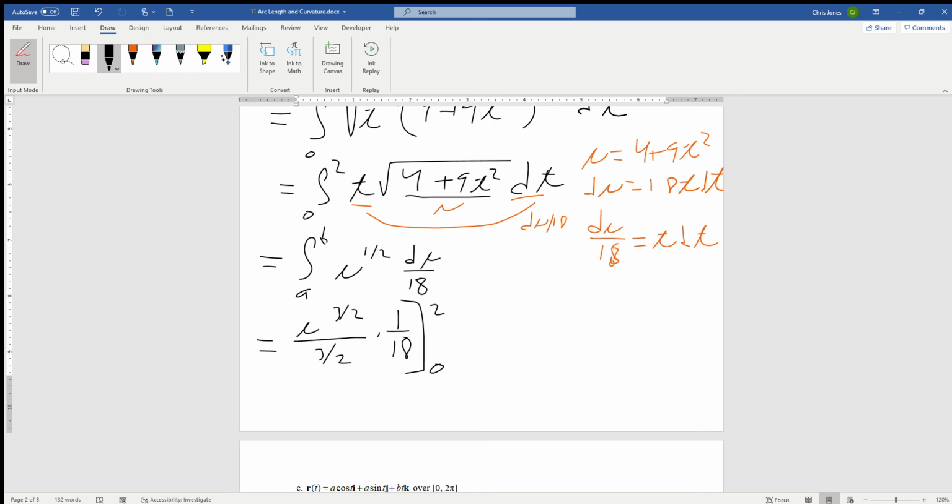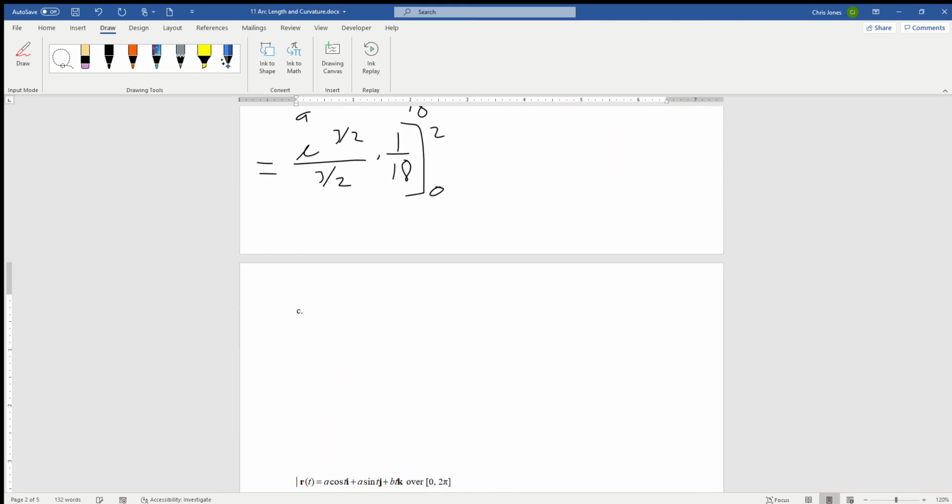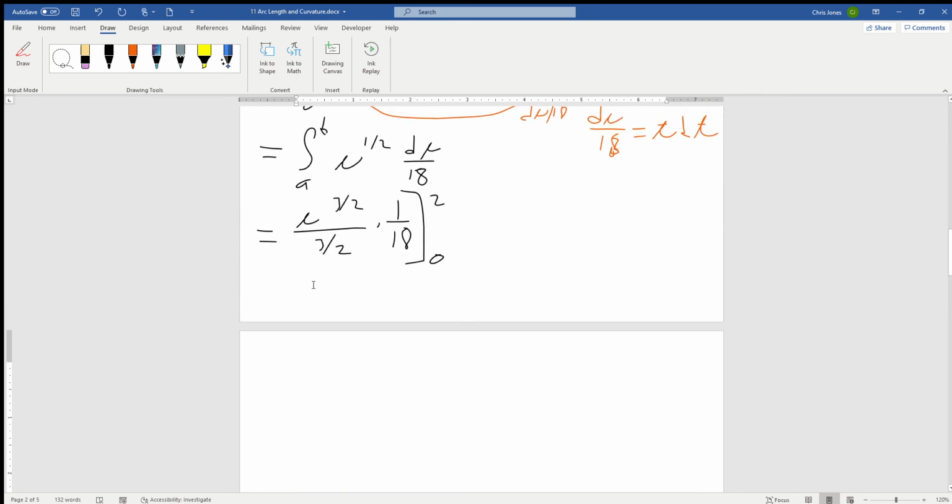Now, I'm going to restructure this so that way it's easy to compute. I'll probably need a little bit more room here, so I'm just going to go down here just to make it nice and easy. Right. So if I rewrite this, then I'm going to get, and it's still a to b, it's not 0 to 2, sorry. So we're going to rewrite this as 4 plus 9t squared to the 3/2.